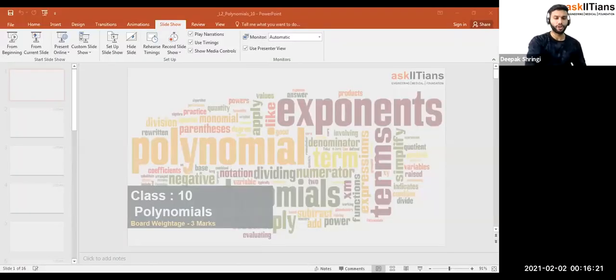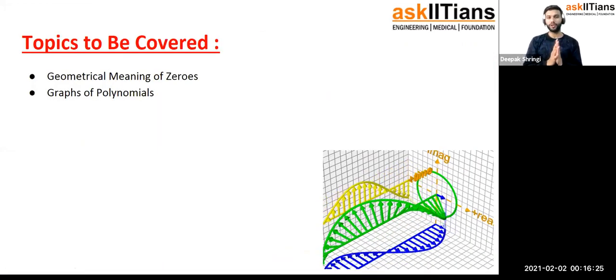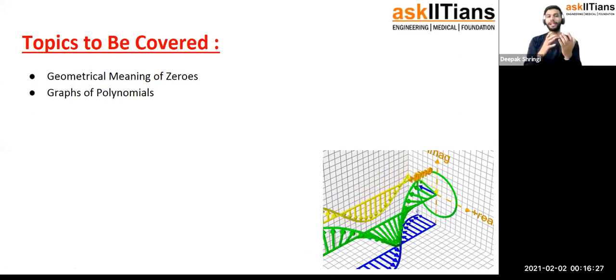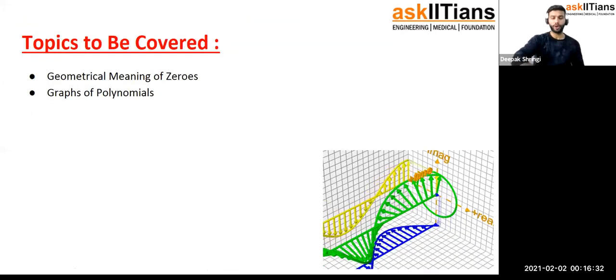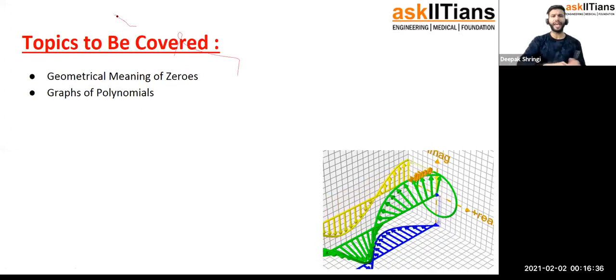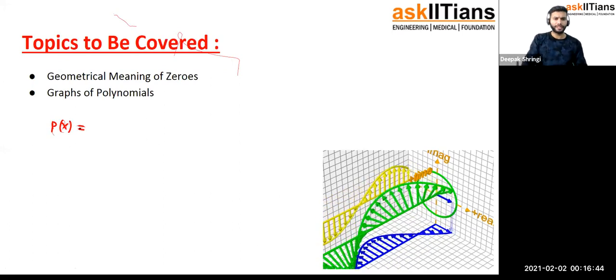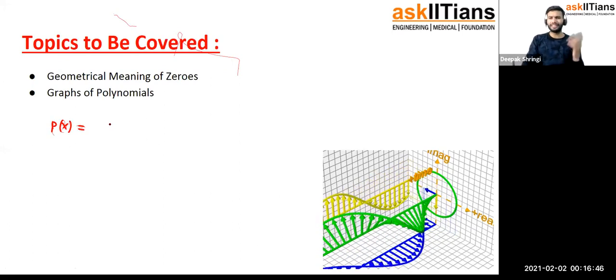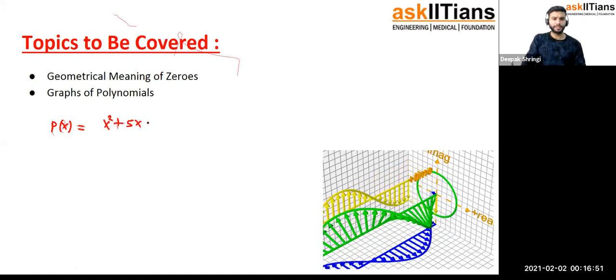Okay, everyone. For today's session, the topic, as I told you, is zeros and geometrical meaning of zeros and graph of a polynomial. But before that, let's understand the actual meaning of a zero of a polynomial. In the last class I explained that a polynomial p(x) is given by, let's say, a quadratic polynomial. Let's take any quadratic polynomial as x square plus 5x plus 6.